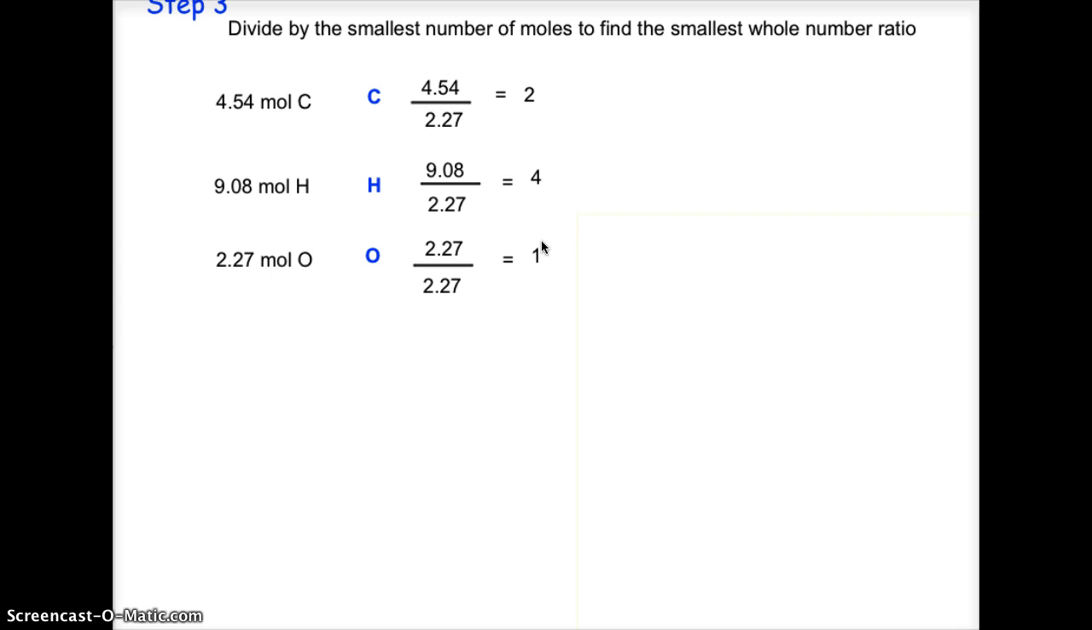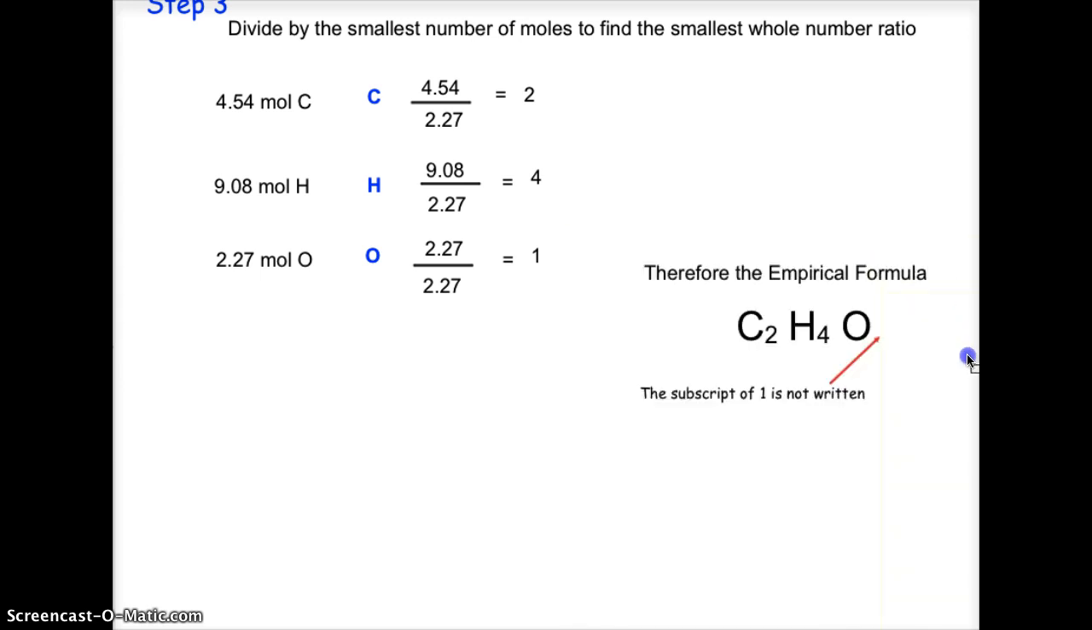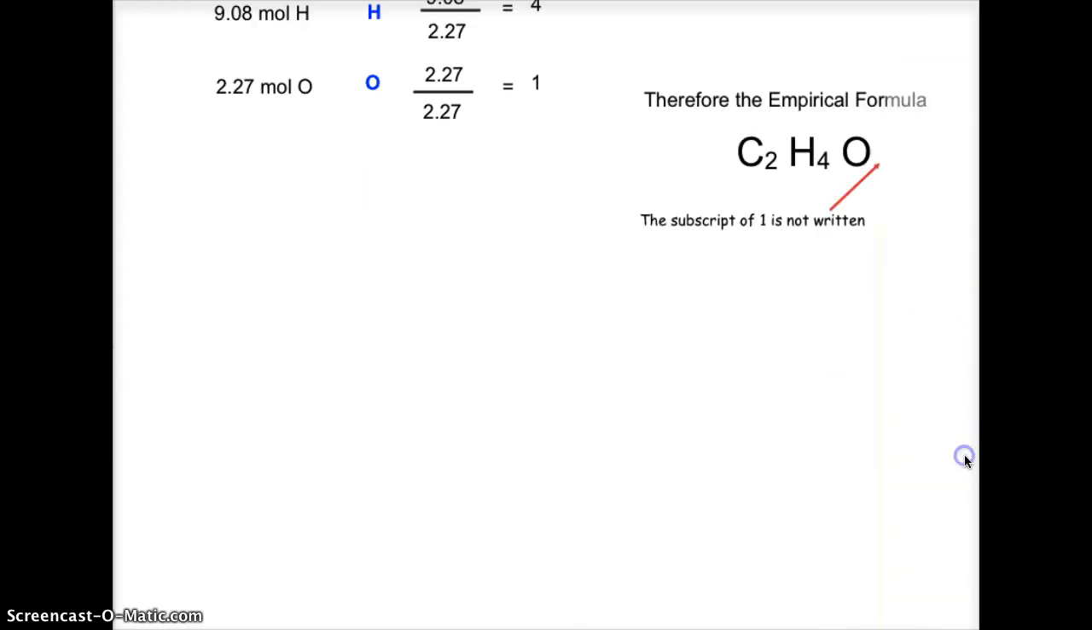So I'm going to write the empirical formula by just putting these numbers as the subscripts. So the empirical formula becomes C2H4O. These numbers that we just generated right here become the subscripts. Notice you don't write a 1 as a subscript in the empirical formula.